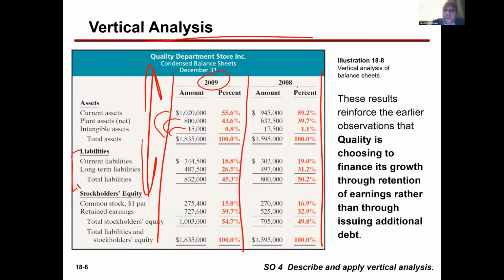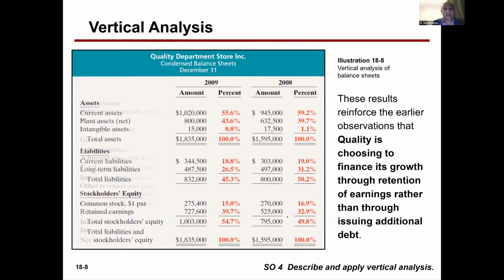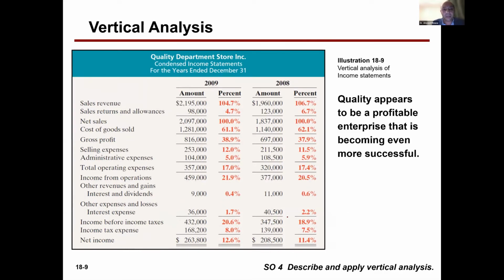Also in 2008, I will do the same. So this is a vertical analysis. If you can mix between them, let's see the income statement. What about the income statement?